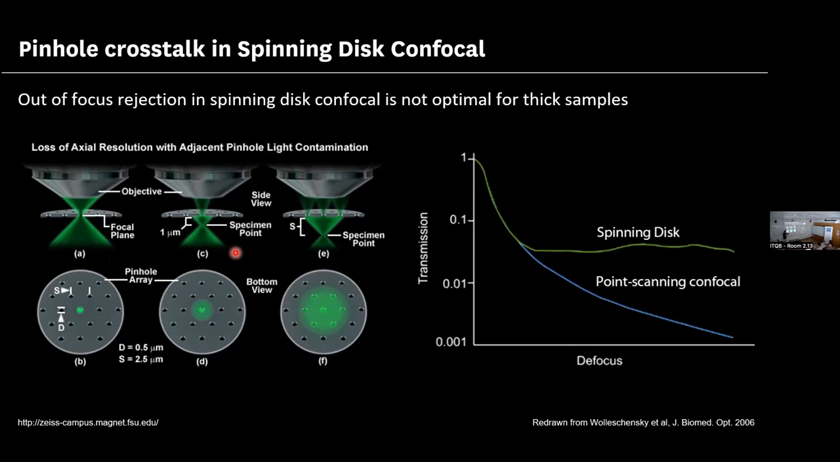So again, you don't have the flexibility of a point scanning where you can actually change the size of the pinhole according to the resolution and to the fluorophore that you are using. These are mostly optimized in spinning disks for high numerical aperture objectives, typically 40x or 63x, and for samples that are maybe 50, 100 micrometers, but not more than that. They are really optimized for live cell imaging.